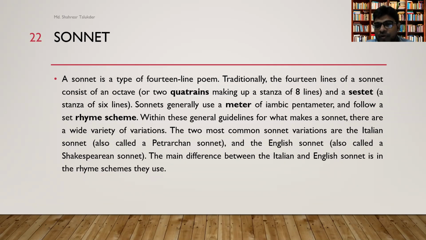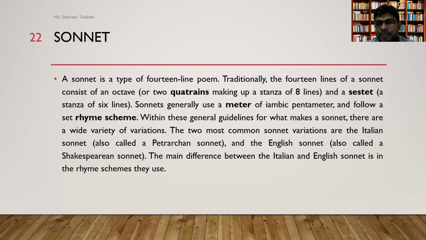Now, the two most common sonnet variations are the Italian sonnet, which has another name, the Petrarchan sonnet, and the English sonnet, which we sometimes also call the Shakespearean sonnet, because William Shakespeare introduced this sonnet form. But usually it is known as the English sonnet. So, two different kinds of sonnet. What is the main difference between these two?